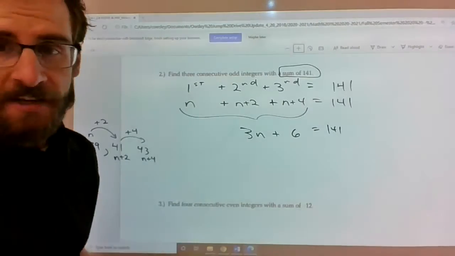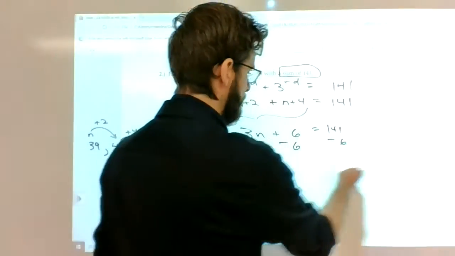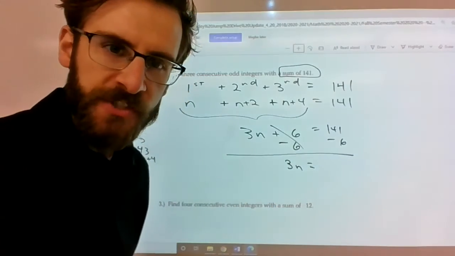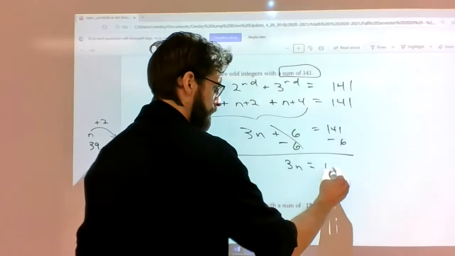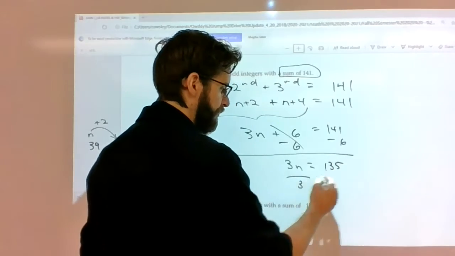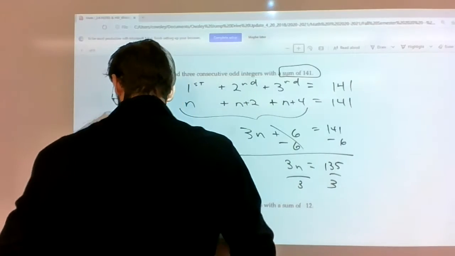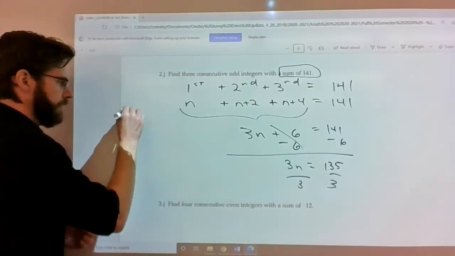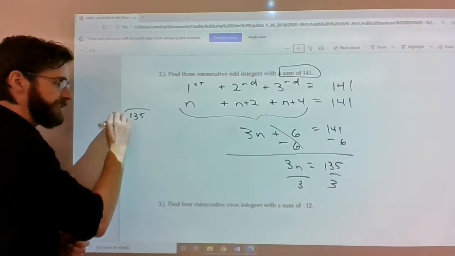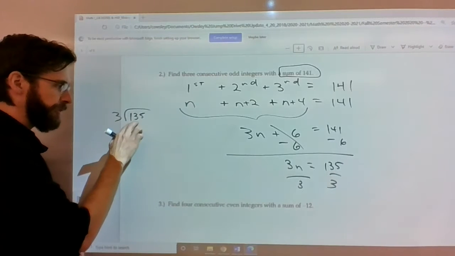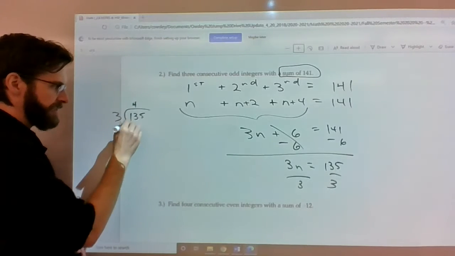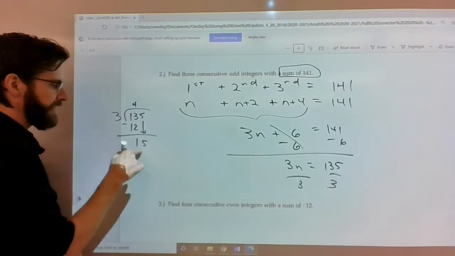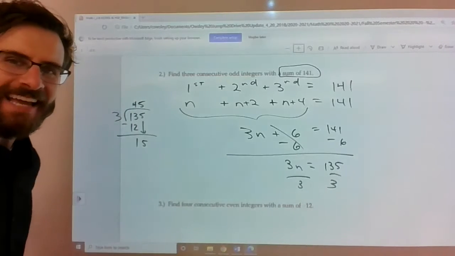So then I'm going to subtract 6 from both sides. 141 minus 6 is 135. Divide by 3. And I can go off to the side to do a computation. 3 goes into 13 4 times. That's going to be 12. Subtract and drop. 45 is my n term.